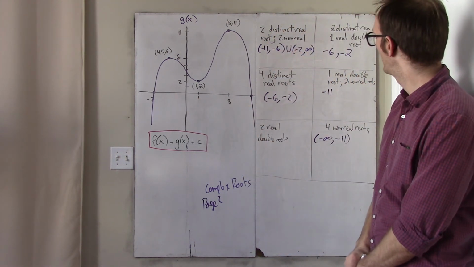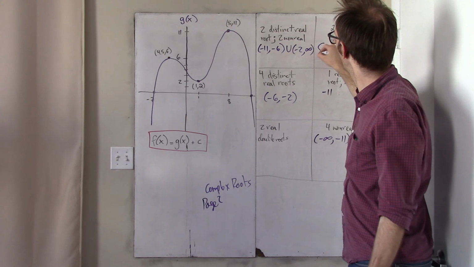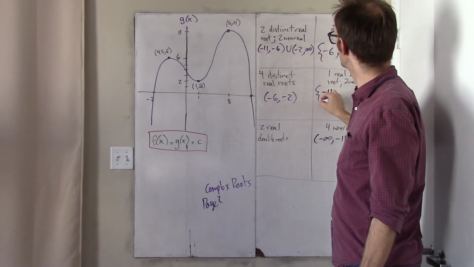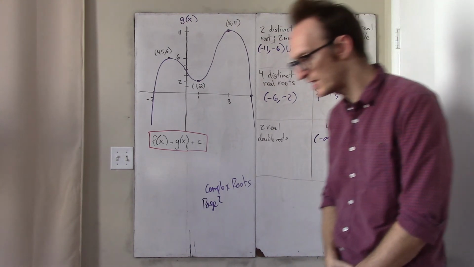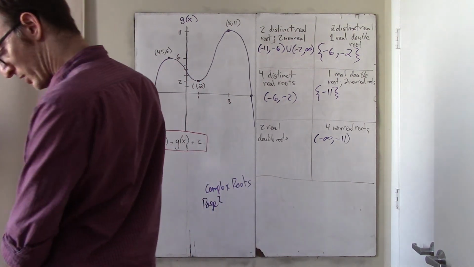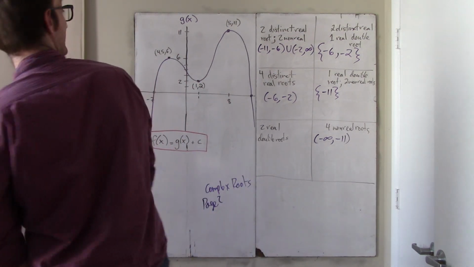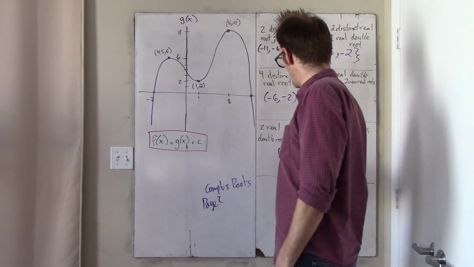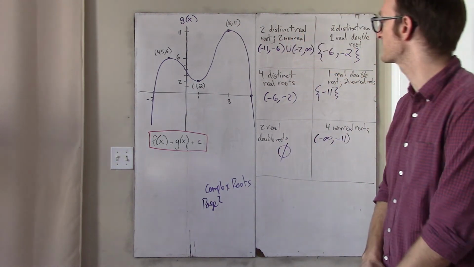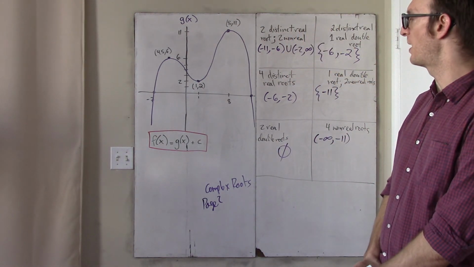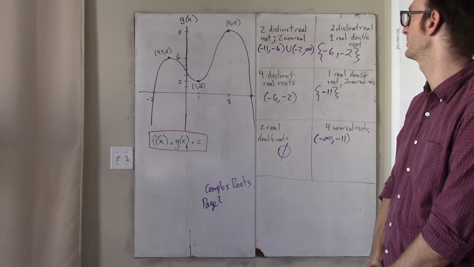And so I think I'm just done. I have gone through every single possible value of c. Let me just check to make sure I didn't do anything wrong, but I don't see how I could have. And in fact, the answer to this is just the empty set. There is no value of c for which there are going to be two real double roots.